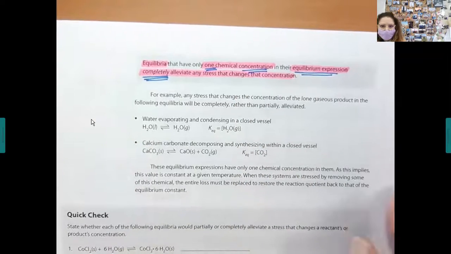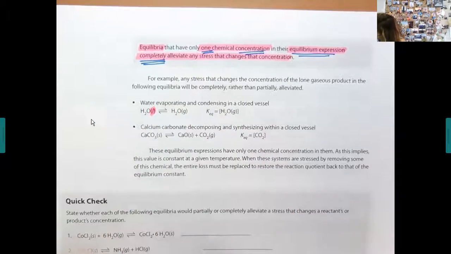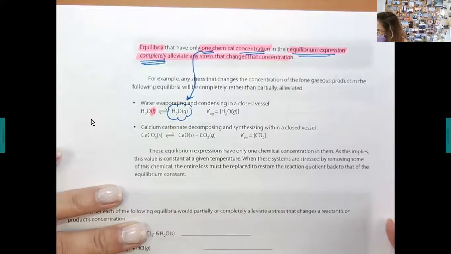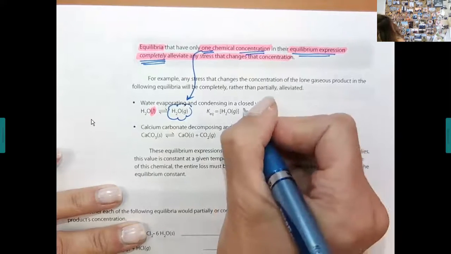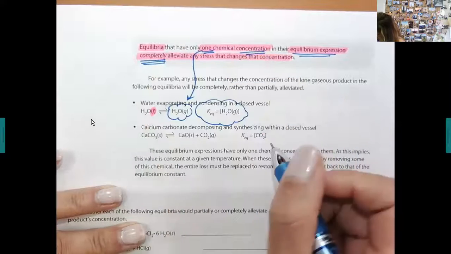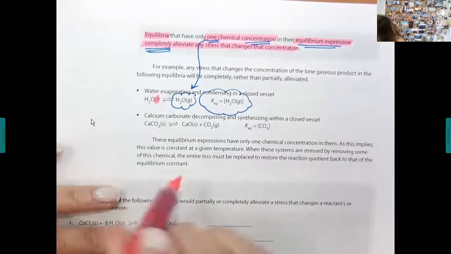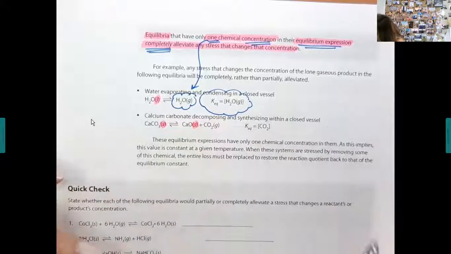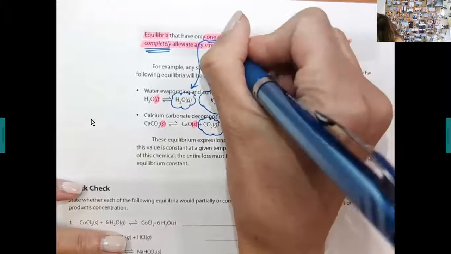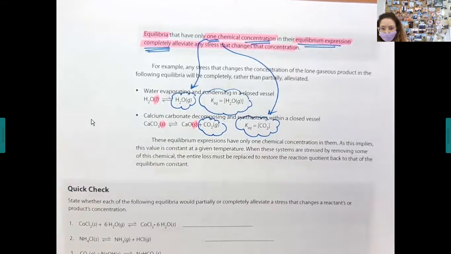So if you take a look here, I'm going to highlight the liquid. That means that you have one chemical concentration in your equilibrium expression, which you do here. So that means you would have to completely alleviate that stress if there was any stress brought onto it. This one here, you have two solids. That means you have one substance in your equilibrium expression as well. So we have to completely alleviate that stress when it happens.